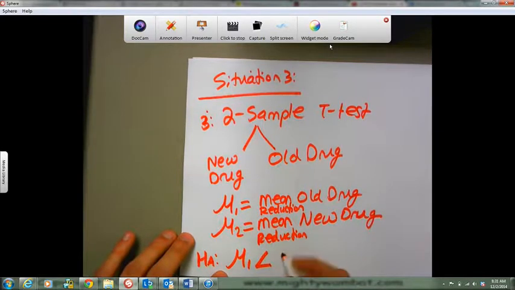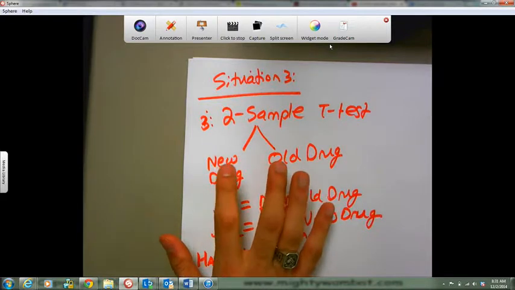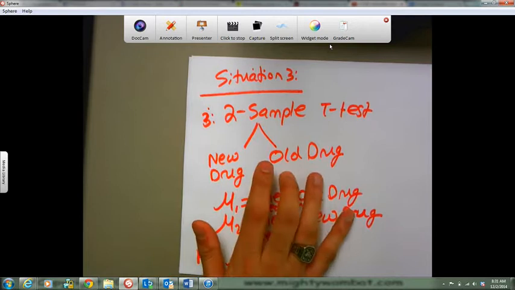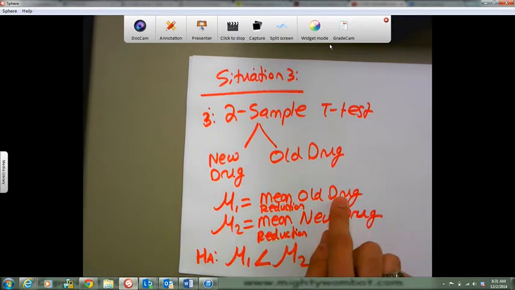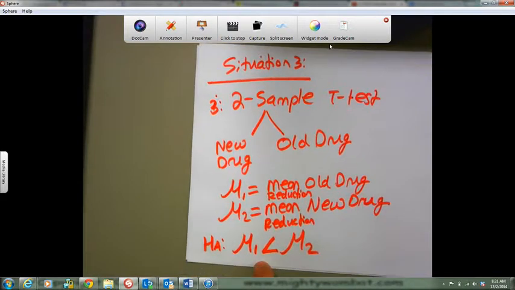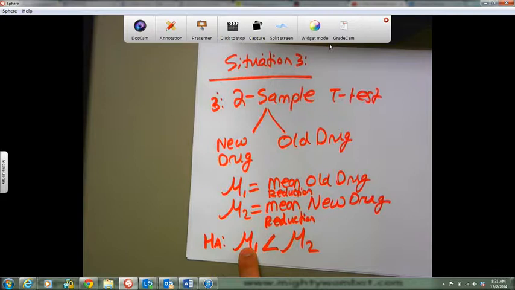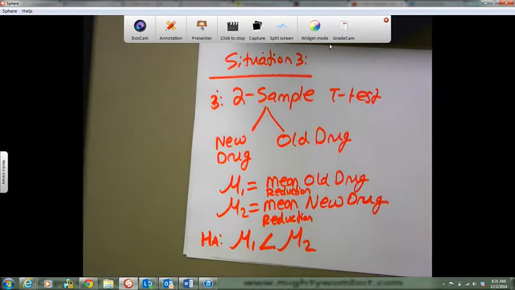And there we have it. Two sample tests. There are two groups, new drug, old drug. What are the parameters? The mean reduction of the old drug and the mean reduction of the new drug. And what is the alternative hypothesis? That the mean reduction of the old drug is less than the mean reduction of the new drug. These should help you complete everything on page 1 and page 2 of this handout. That's the goal for tomorrow.